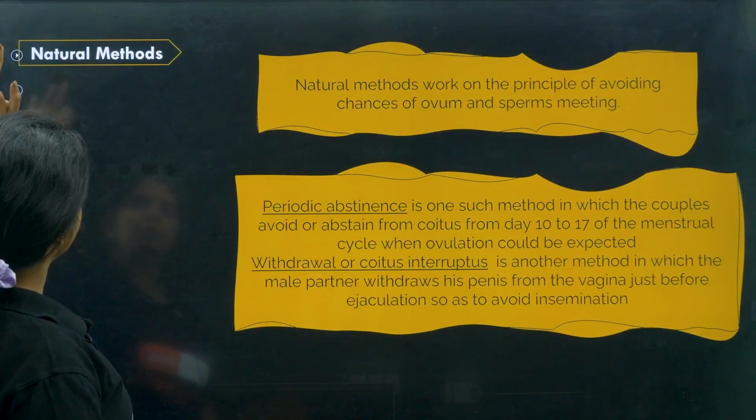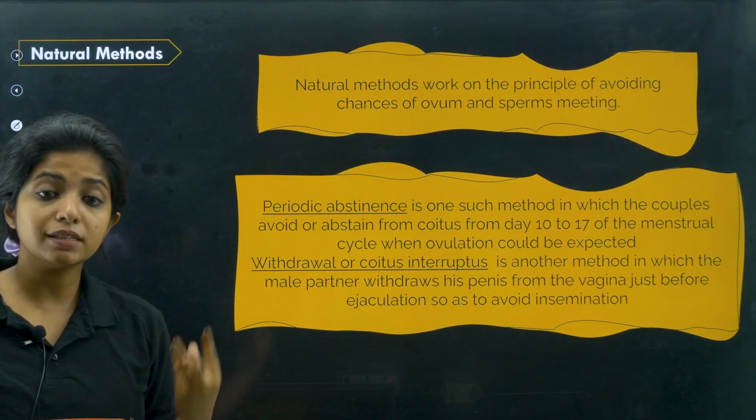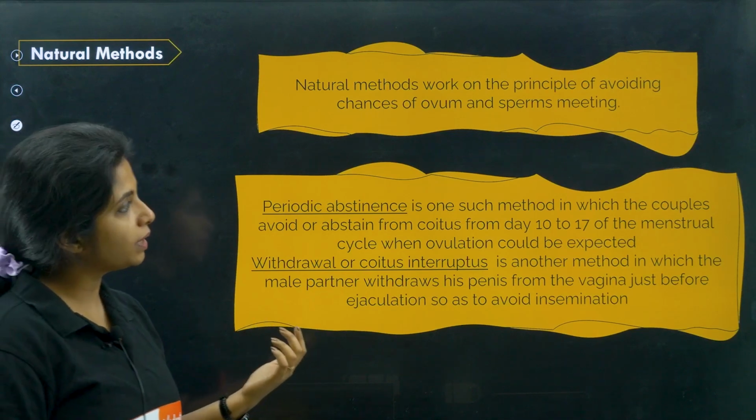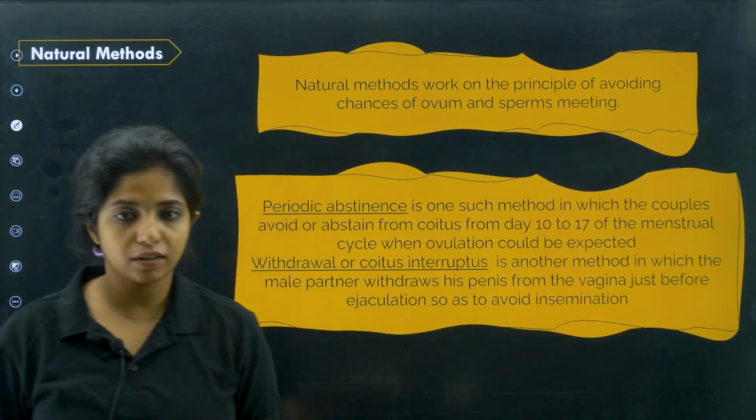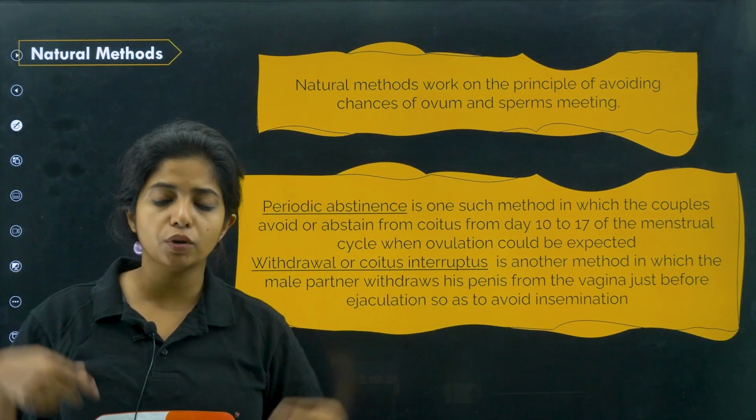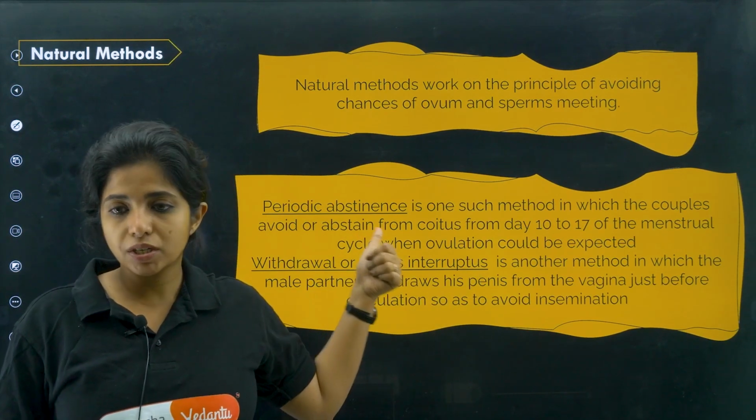So 4 contraceptive methods you have studied. Apart from that, there is natural method also. Natural method means it works on the principle of avoiding chances of ovum and the sperm meeting. You are avoiding it naturally. There is nothing else that you are putting in your body. Periodic abstinence is the first one.